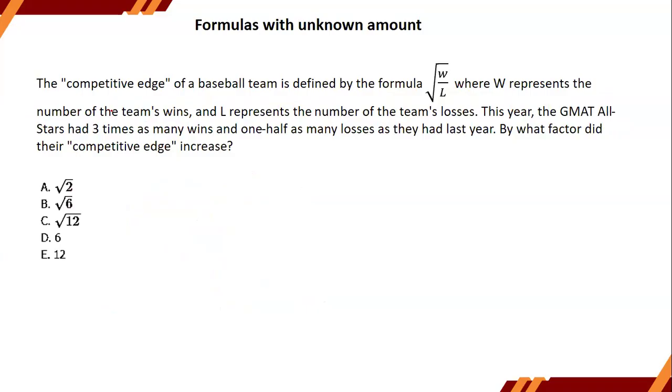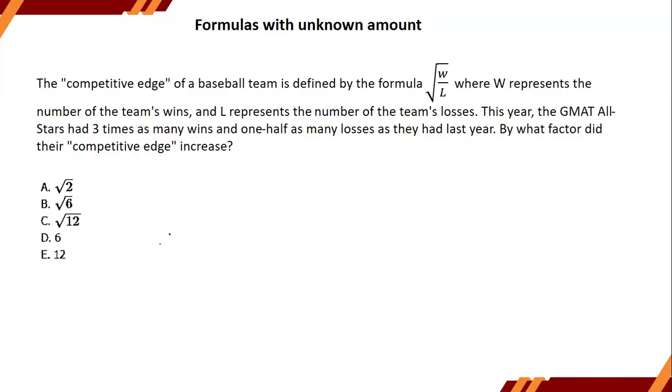The competitive edge of a baseball team is defined by the formula root W by L, where W represents the number of team wins and L represents the number of team losses. This year, the GMAT All-Stars had 3 times as many wins and 1/2 as many losses as they had last year. By what factor did their competitive edge increase?